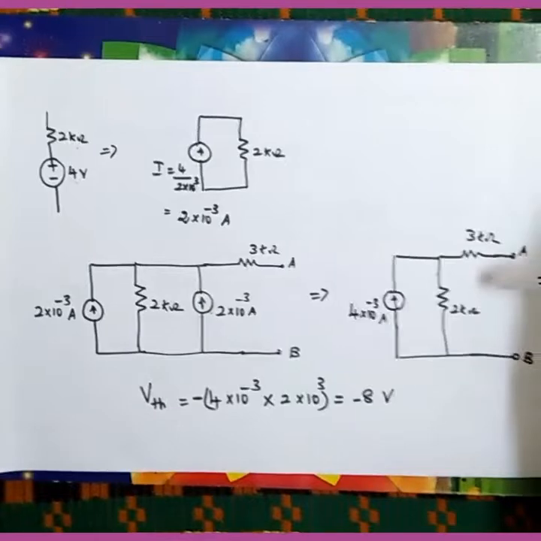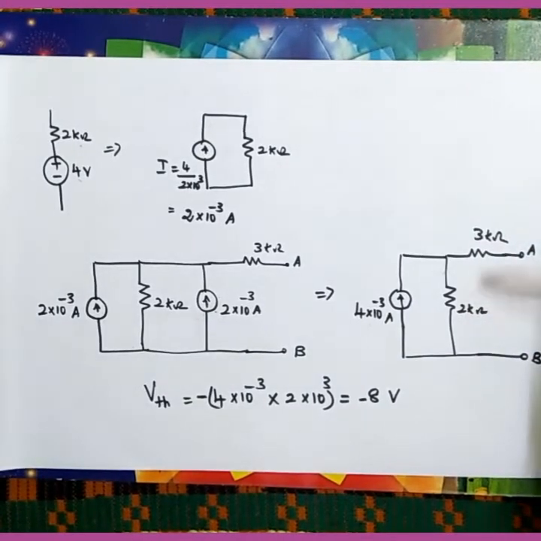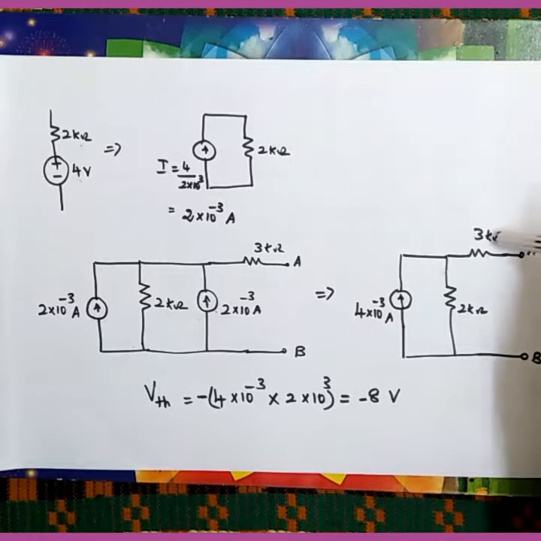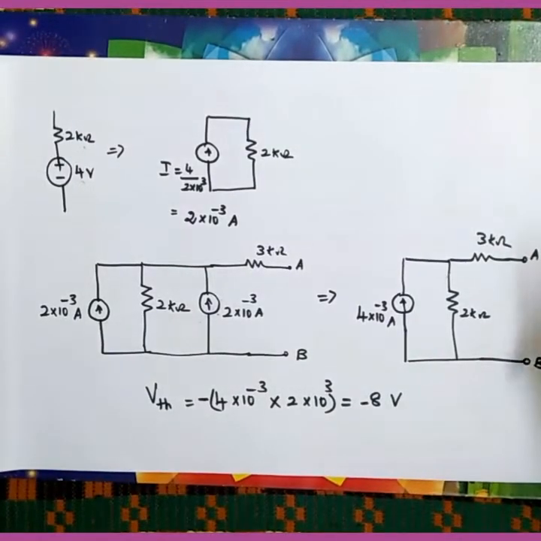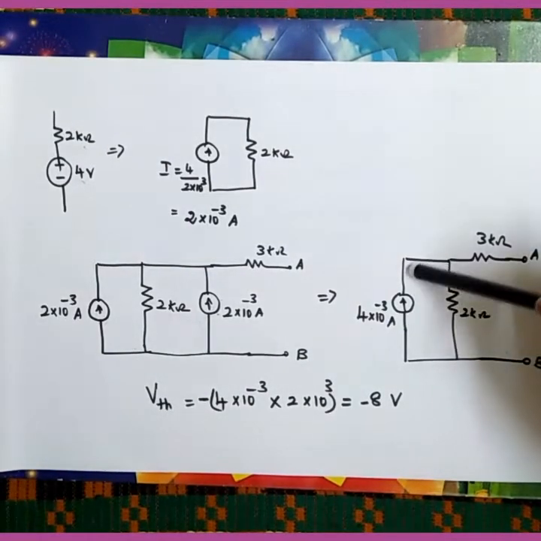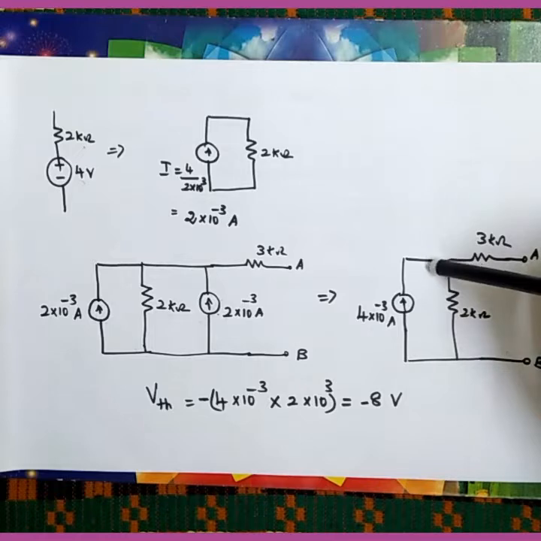Now we need to trace the parallel paths. Just start from A, travel through the 3 kilo ohm resistor, travel through the 2 kilo ohm resistor and reach B. Now we have the current source here. The current coming out from the current source tries to travel through the 2 kilo ohm resistor as well as the 3 kilo ohm resistor, but we have the open circuit here, so no current flows through the 3 kilo ohm resistor.